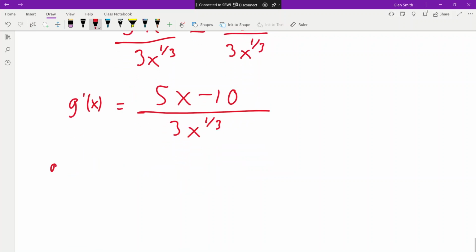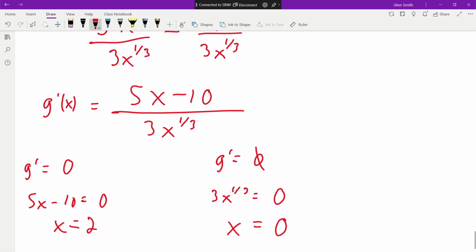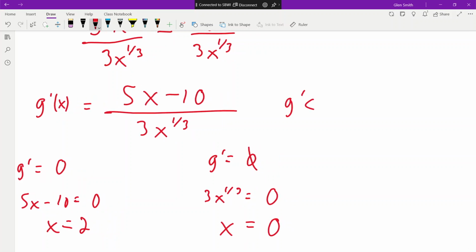So we want to know where it is 0. That sets the top equal to 0. So that's nice. That's just when x is 2. We want to know when g prime is undefined. That's when we set the bottom equal to 0. But that just happens at 0. So the only things going on my g prime number line are 0 and 2.